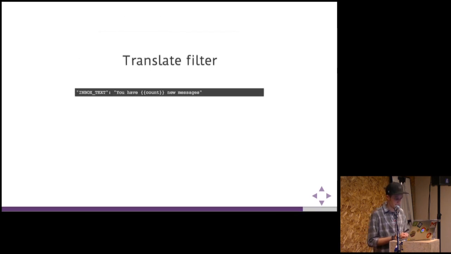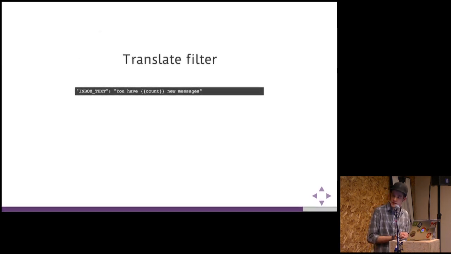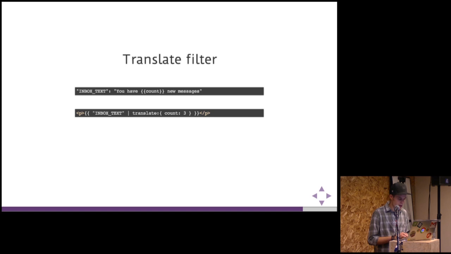Same goes for the translate filter. We have the same translation right here. And when we use the filter, which is here, we can do this double colon right here, and then we can pass in an expression as well. We can also pass in a string with an expression, so both of this is possible. And the result would again be you have 3 messages.